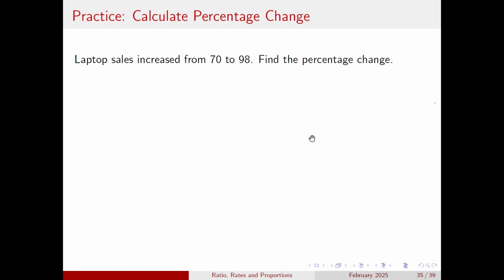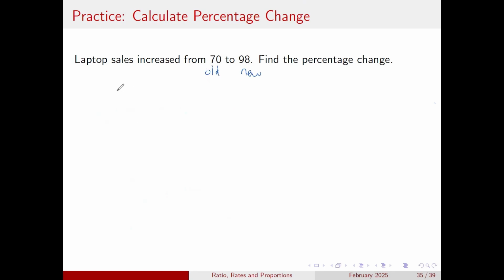Now, laptop sales increased from 70 to 98. Find the percentage change. So what was the original value? It used to be 70, so that's the old value. It's now 98, which is the new value. Now, this is our old value and this is our new value.